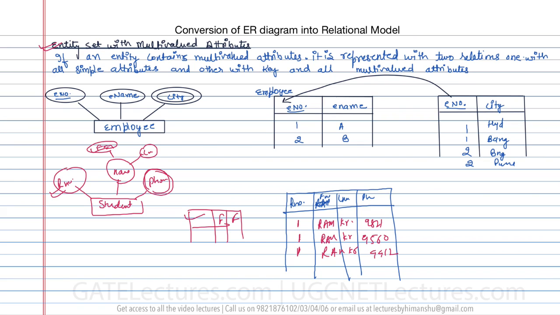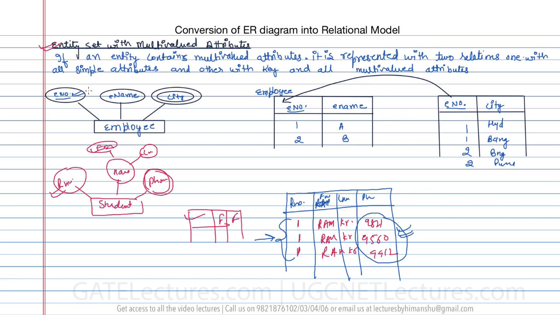So here you can see, if you are going to include multiple values, you are going to have a lot of duplicate attributes, or you can say duplicate records, and we are going to waste a lot of space in the relation, or you can say the table. So that is why we do not include the multi-valued attributes in the relation. We create a separate table for the multi-valued attributes, so that we do not waste the space.